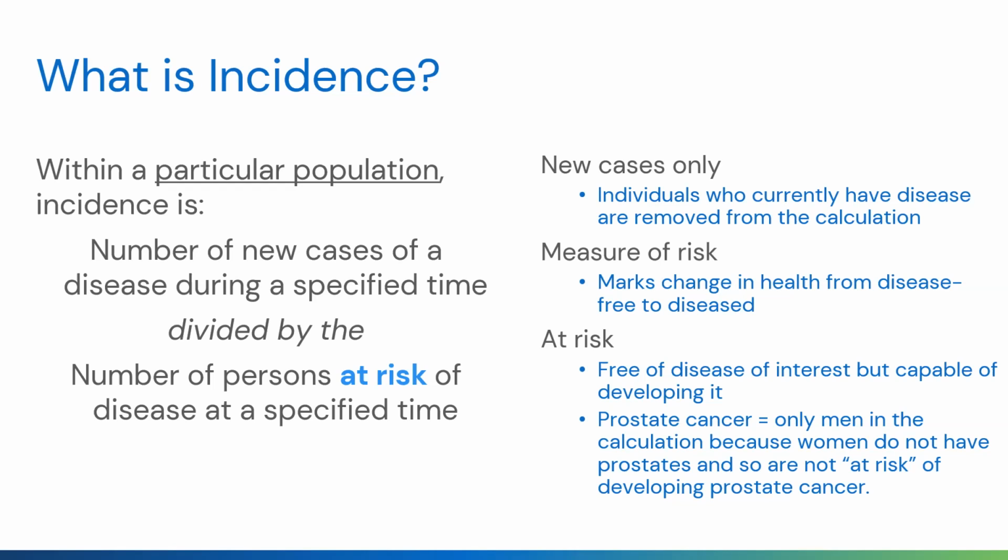So for example, prostate cancer: only men or people who have prostates can be in the calculation, because women or people who do not have prostates are not at risk of developing prostate cancer, so they are removed from the denominator of the calculation. This is important. Again, you cannot include people who are not at risk of the disease at the specified time in the calculation.